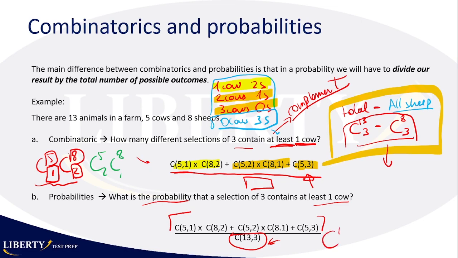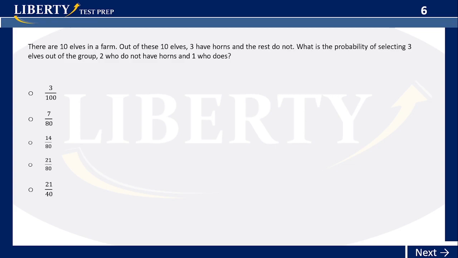So combination of 13 over 3. It could be either this one or what we did here: C 13 over 3 minus C, a combination of 8 over 3, and here combination of 13 over 3. That would be the same. That will give you the same result. But then you have to divide it, and that's what makes a probability a probability. Remember that whatever you do with the probability, your answer should not be greater than 1. Okay, so now let's go and do this number 6.